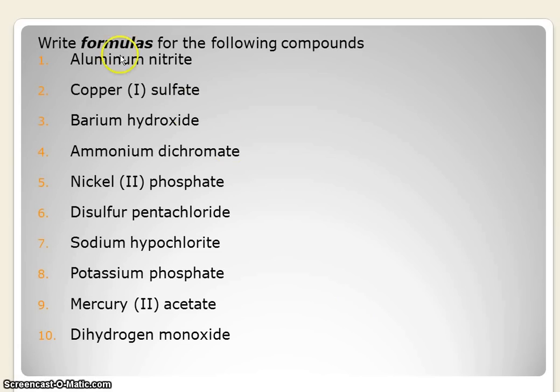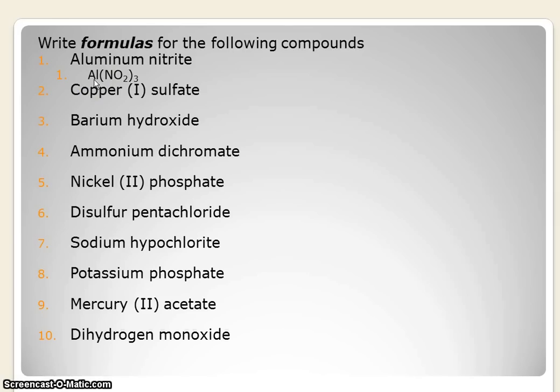Next, we were given names, and we were to write formulas. First one, aluminum nitrite, would be simply Al(NO2)3. NO2 is the formula for the polyatomic ion nitrite. It is a -1 charge. Aluminum, we have learned, is +3.